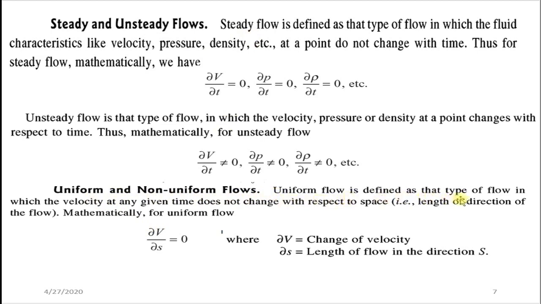Uniform flow is defined as the type of flow in which velocity at any given time does not change with respect to space. This word is very important: does not change with respect to space. Here, with respect to time we will explain. That is why ∂V/∂S = 0. S is the space coordinate, that is the length of the flow in the direction of S. ∂V is the change of velocity.